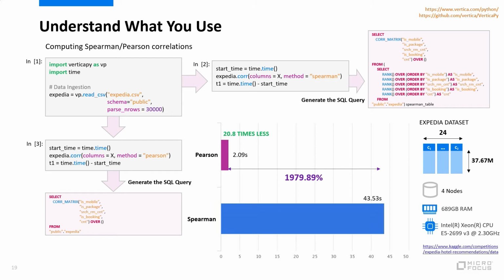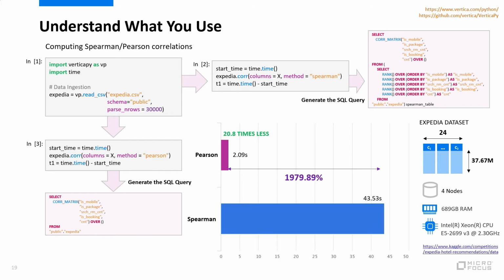So understand what you're using. Sometimes you say, maybe Spearman will be better because you want to get the monotonic correlation. But sometimes, for example here, the linear correlation can be good enough if you want to check the linearity of your model. You don't always need to check for a monotonic relationship, even if it's more precise.